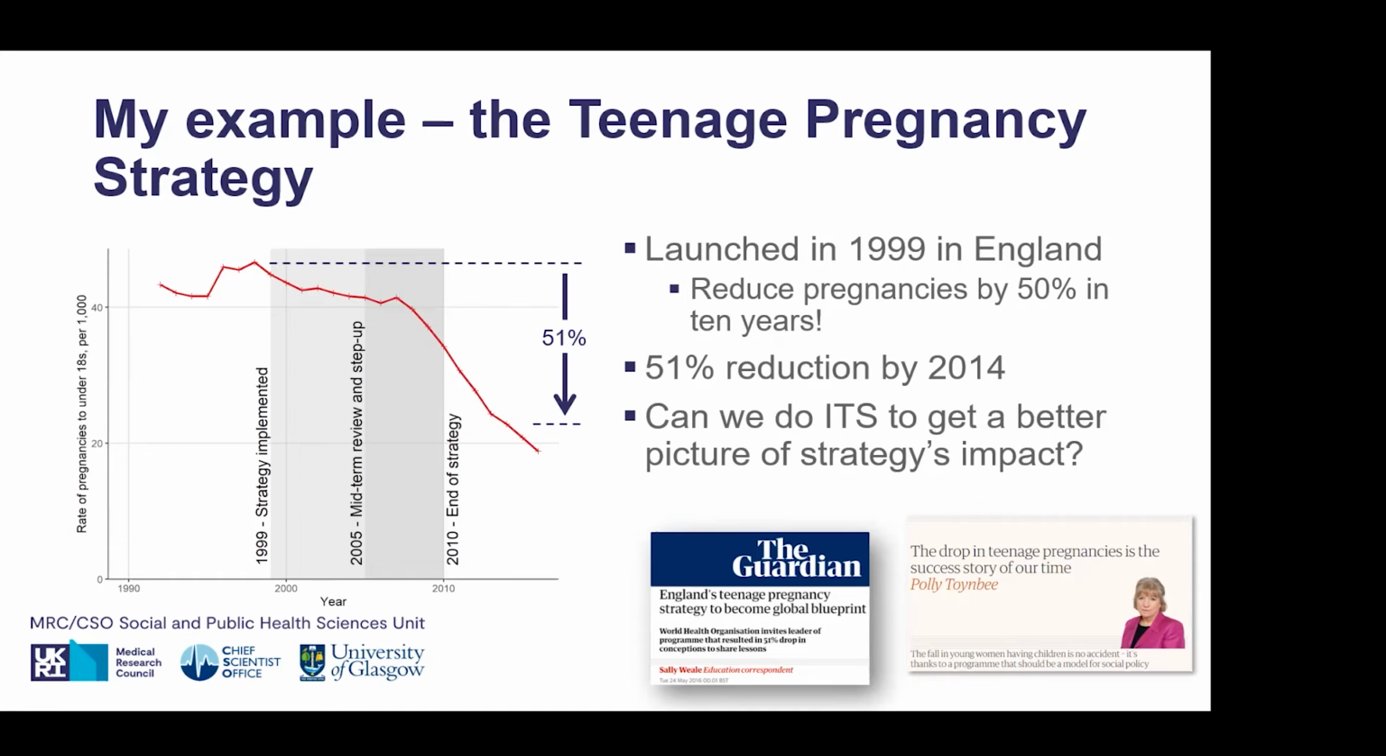You can see in the media, this was hailed as a success, one of the most successful health interventions ever. But how much of that would have happened anyway? How much of that would have happened even in the absence of the strategy? Was there a trend going down that would have continued? So can we use interrupted time series to get a better picture of the strategy's impact?